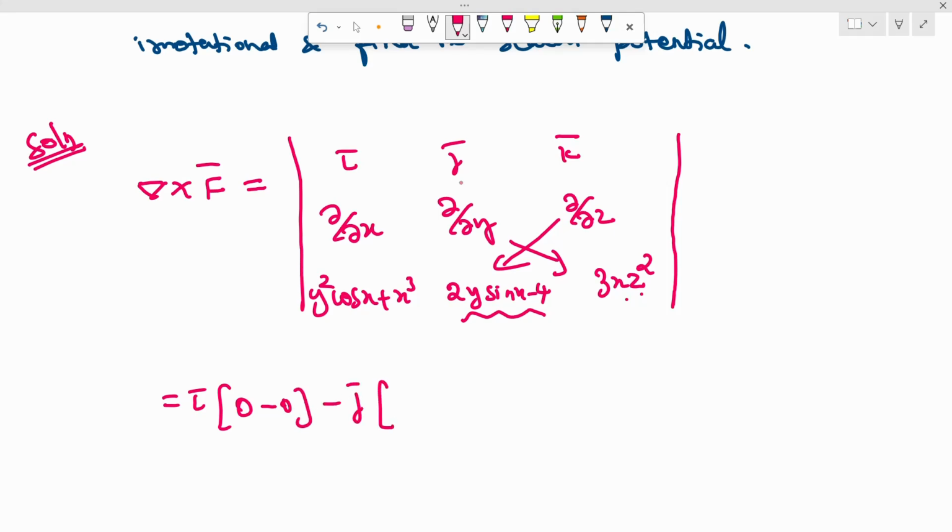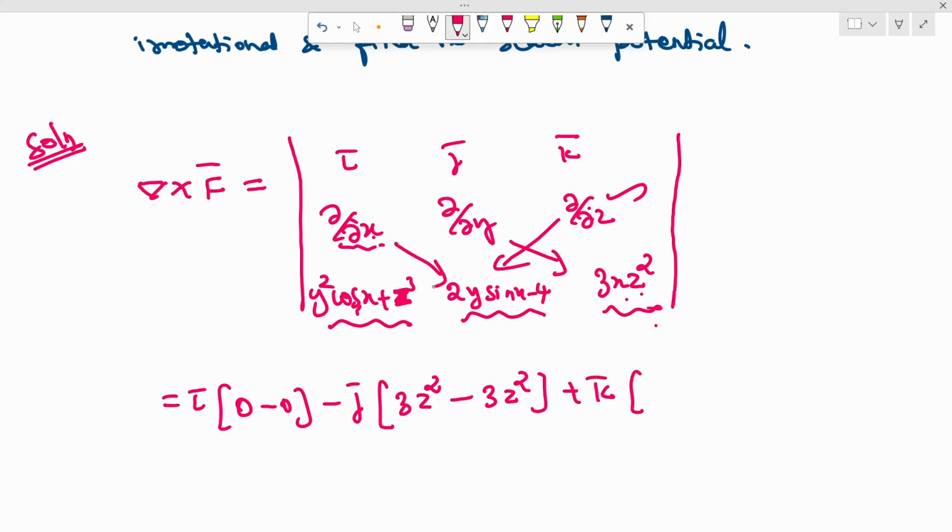Minus j vector into dou by dou x of this one. Dou by dou x of this one, x will be 1, we will get 3z square. And then minus dou by dou z of this one. In the first term there is no z. In the second term, z cube is there. Differentiate with respect to z, we will get 3z square. Plus k vector into dou by dou x of this one. There is no x here, which is 0.